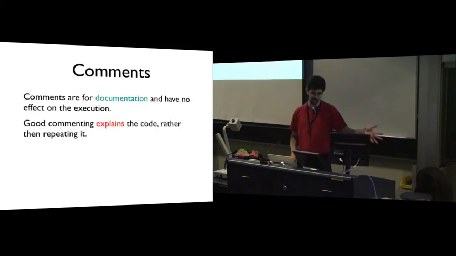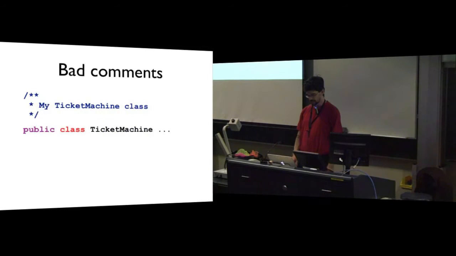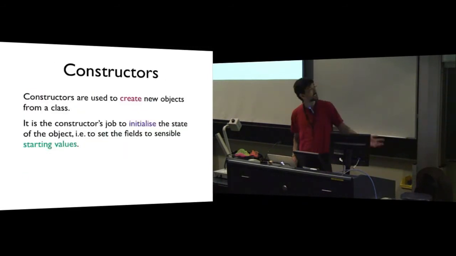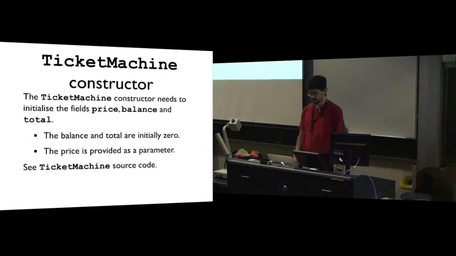Like I said, comments are there to explain your code rather than just repeat what it says, and there's some examples. We looked at constructors, which are there to create new objects and initialize the fields on that object. And so our fields on the ticket machine, there are two fields we were dealing with, which is the balance and the price. The balance is initially 0, the constructor initializes that to 0. But the price is provided as a parameter to the constructor. Because we might create different ticket machines with different prices, each time we create a ticket machine, we provide the starting price as a parameter.